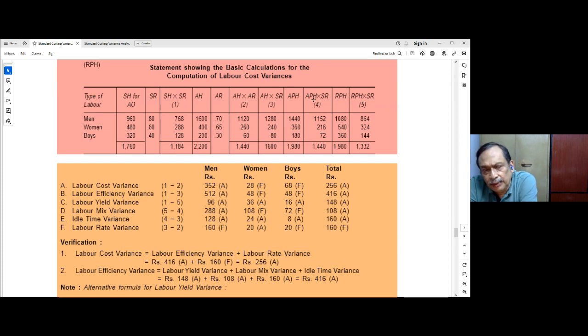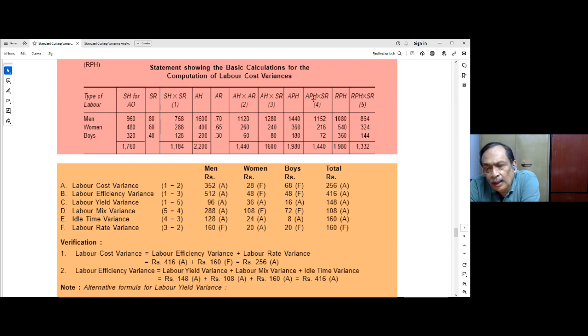Then we should go to calculate the idle time variance, which is the difference between column 4 and column 3, that is 4 minus 3, and for men it is 128 adverse. For women it is 24 adverse. For boys 8, that is adverse. So total idle time variance is 160 adverse.